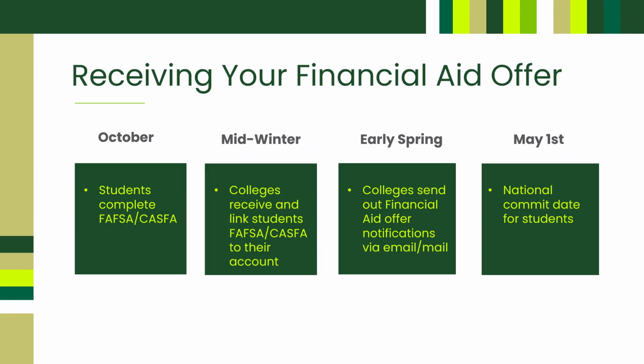Most schools' national commit date is May 1st. This gives students time to decide where they will attend. This also gives students time to compare the financial aid offers from each college and decide which school is the best financial fit.